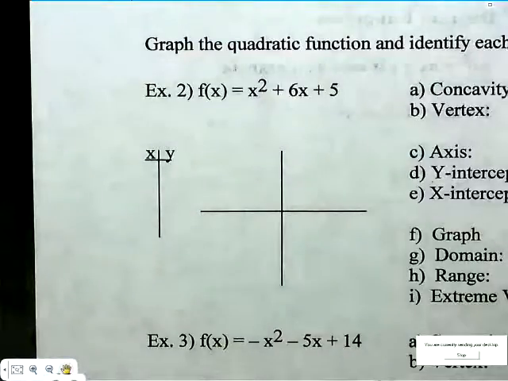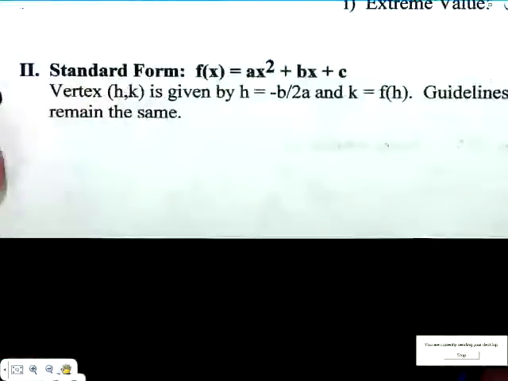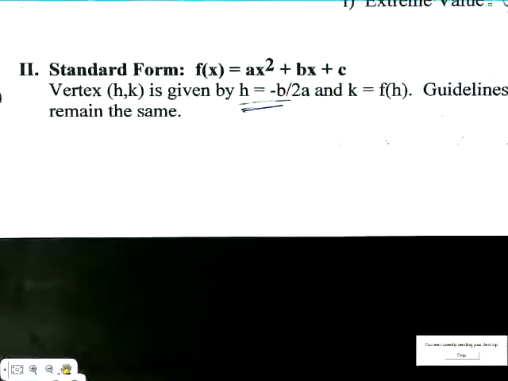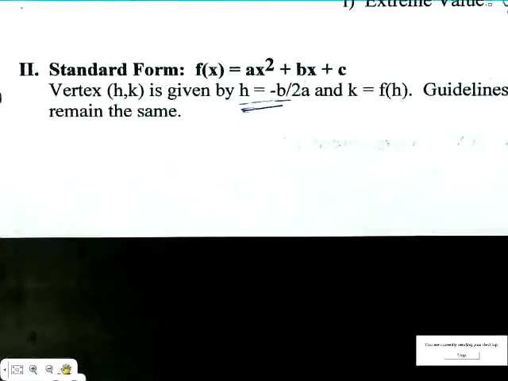How do you find the vertex? Well, there are a couple different ways you could find the vertex, but the easiest is just use this little formula. The x-coordinate of the vertex is given to you by just taking the opposite of b and dividing that by twice the value of a. So we're going to use that little formula to find the x-coordinate of the vertex. And once we know the x, how will we find the y?